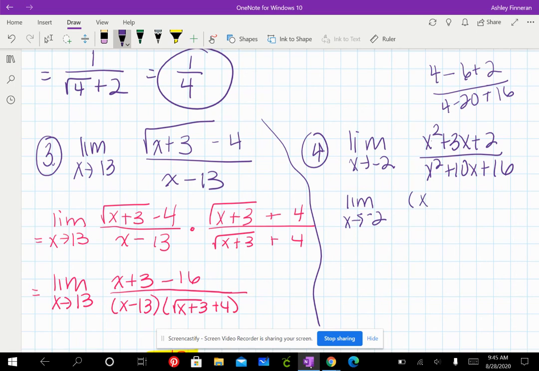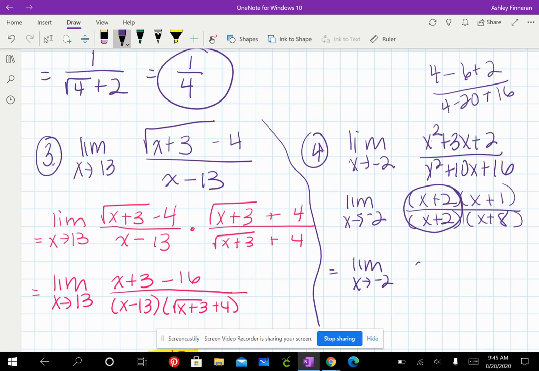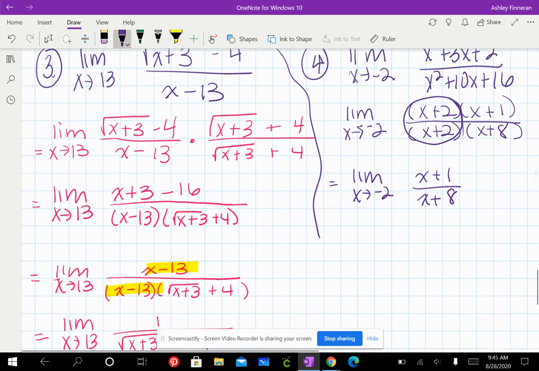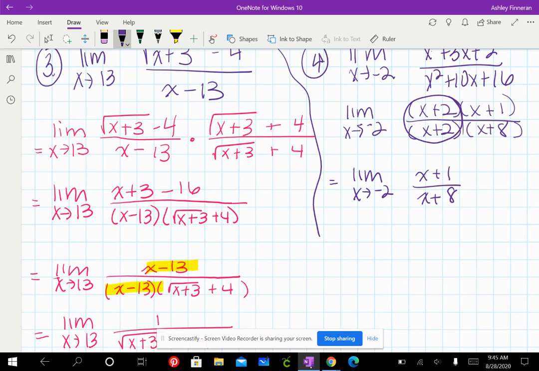I'm going to factor. And if I factor the top, I get x plus 2 and x plus 1. On the bottom, I get x plus 2 and x plus 8. These two factors are going to divide to 1, which leaves x plus 1 over x plus 8. And then if I plug in negative 2, I get negative 1 over 6, which is my limit.